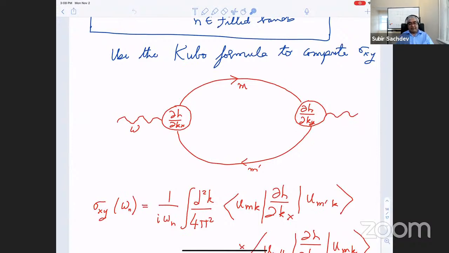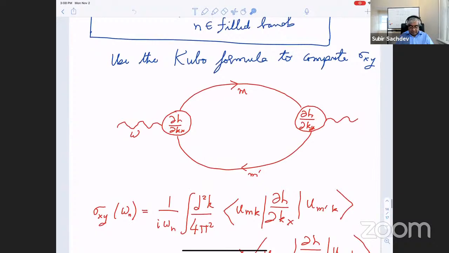Okay, so now you take the current operator with this expression and write it in the basis of the band Bloch eigenstates. The Bloch eigenstates are labeled by a wave vector k and a band index, which I call m.